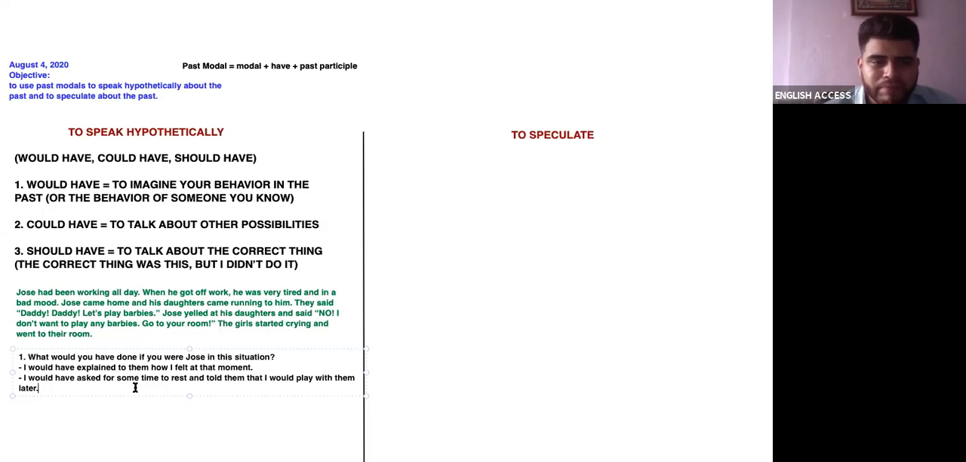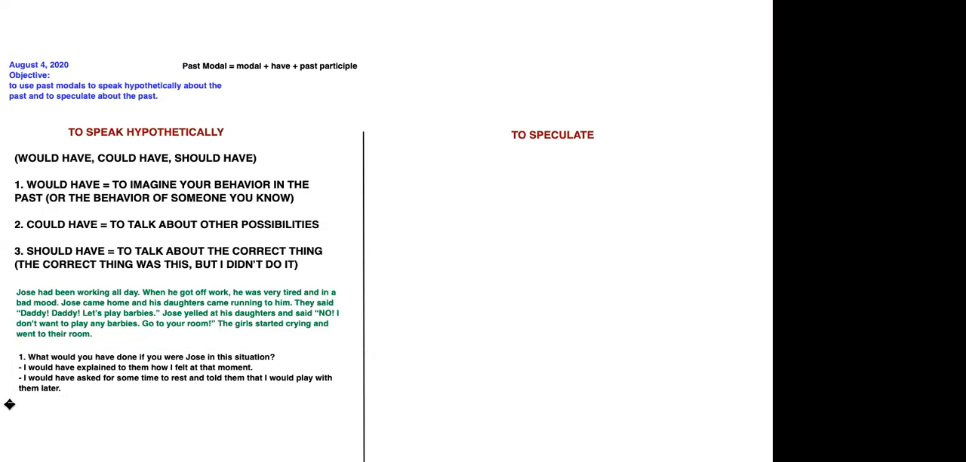Your behavior. You cannot say, ese señor hubiera hecho eso. No, we don't know that person. This only works for you because you know your behavior. Or maybe someone you know, your husband, your wife, your girlfriend, your boyfriend, your mom, your dad, your brothers, sisters, daughters, or sons. You know their behavior, so you can use would have. And that's what we did right there. What would you have done if you were Jose? You're imagining your behavior in this situation. Okay? Number 2.